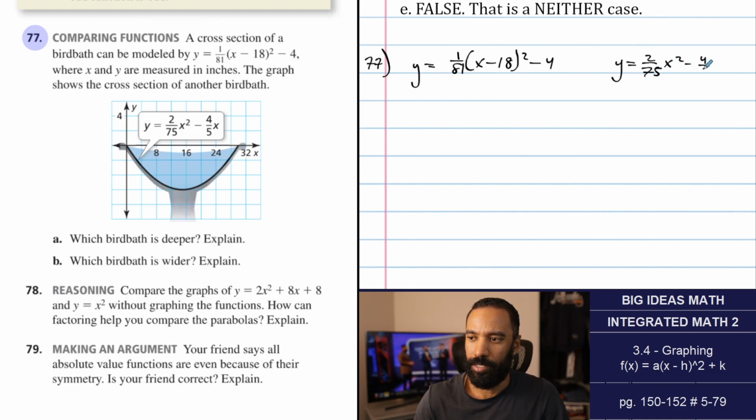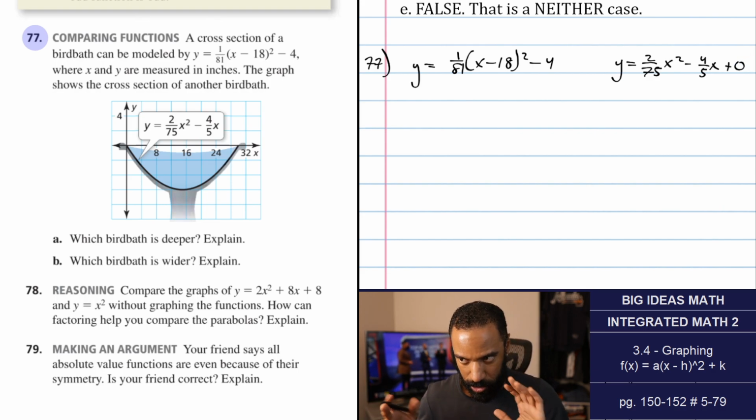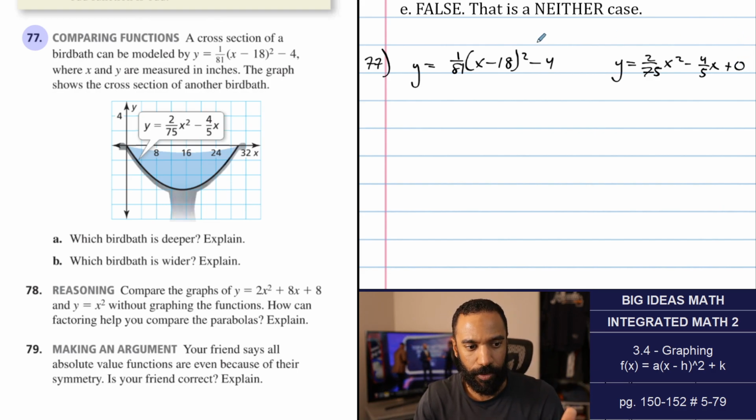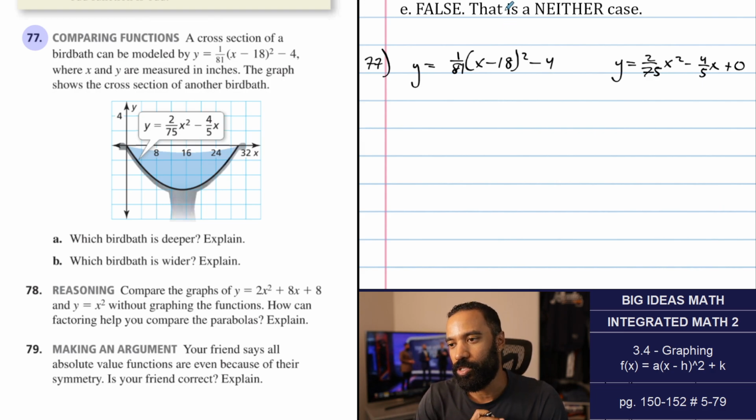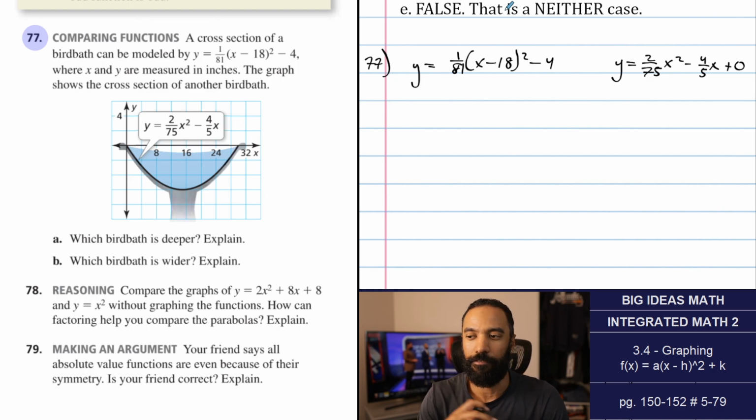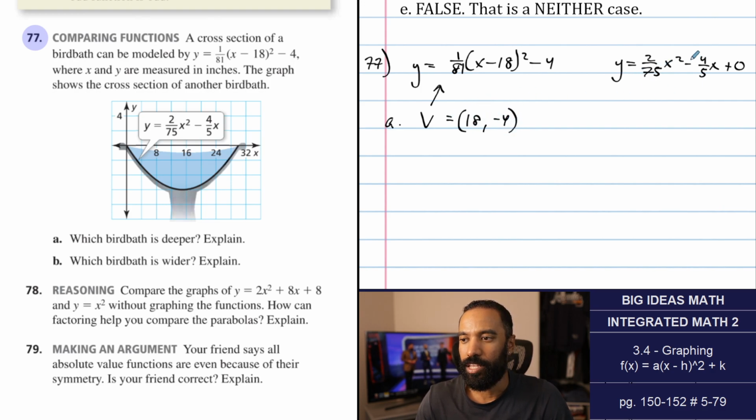Now this one is kind of standard form. This has a plus 0 right there, but this one's standard form. This one's vertex form. Which bird bath is deeper? Explain. Which bird bath is wider? Explain. As far as the deeper one, you're going to have to figure out what the vertex of both of them are. So for part A, the vertex of this guy is going to be at 18 comma negative 4. This vertex, because it's in standard form, we have to go ahead and get that.